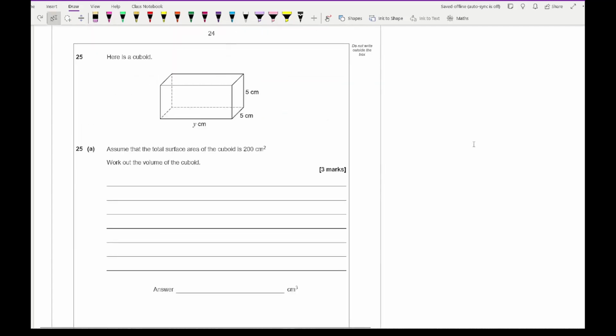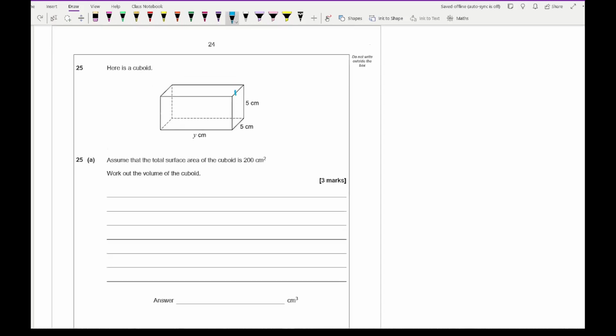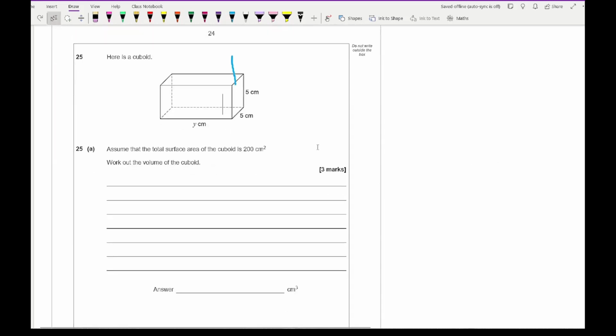Moving on to question 25, it says here is a cuboid. Assume that the total surface area of the cuboid is 200 centimeters squared. And it says work out the volume. So looking at this, we know that the surface area is going to be 2 of these and 4 of those.